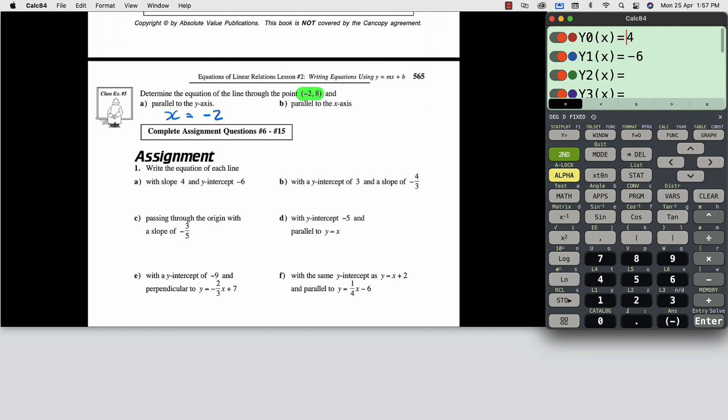And the equation of a line parallel to the x-axis is going to be a horizontal line. So we're going to get y equals, in this case, 8. And that's it. We're moving on to the assignment.